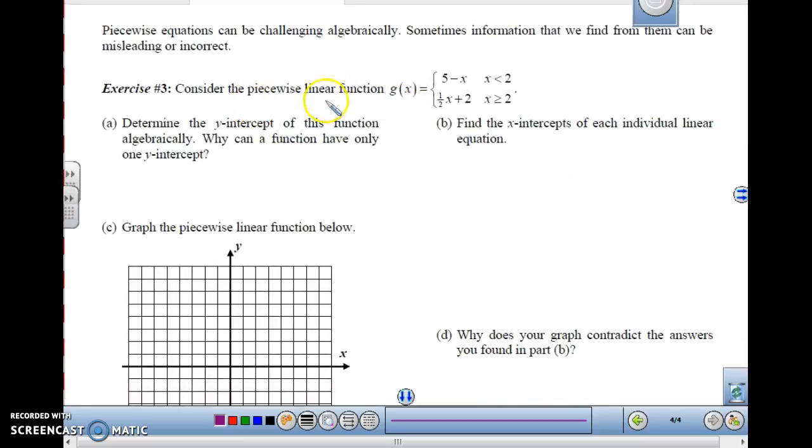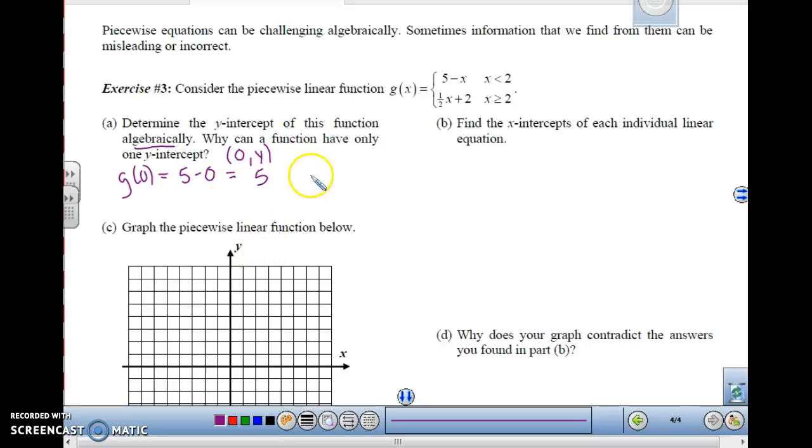Now, consider the piecewise linear function g of x equals 5 minus x when x is less than 2, and g of x equals 1/2 x plus 2 when x is greater than or equal to 2. So, determine the y-intercept of this function algebraically. Okay, so algebraically, how do you know where the y-intercept is? The y-intercept is where x is 0 and then you have y. So we need to know which function we're going to use for this one. Well, if x has to be 0, we would have to use the first one. So g of 0 would be 5 minus 0, which is equal to 5.